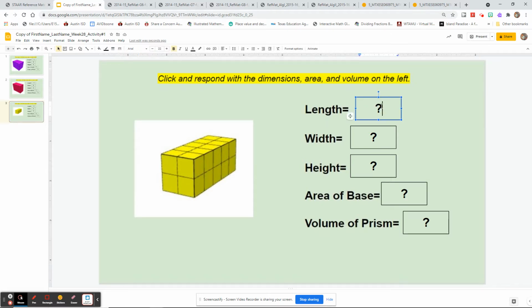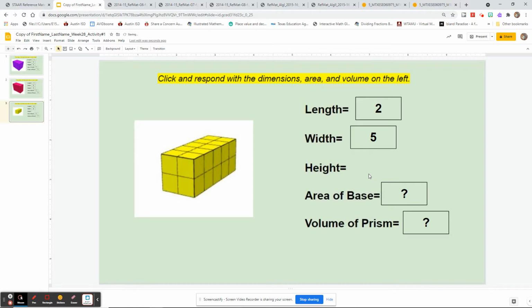So let's just say the length for this one is 2, and the width for this one is 1, 2, 3, 4, 5. So the height is 2 tall, not too tall, but 2 units tall. Okay, so we have found the dimensions for our last rectangular prism as well. It's 2 long, 5 units wide, and 2 units high.